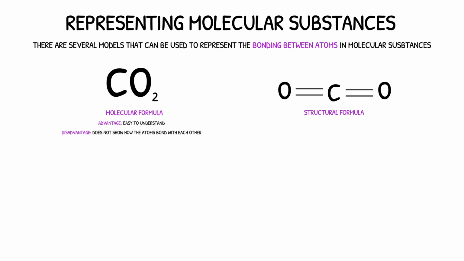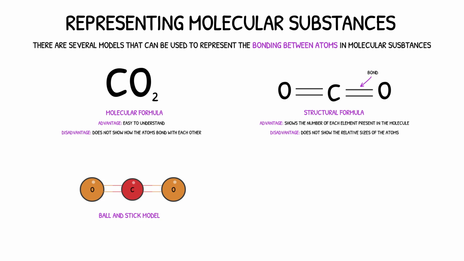Next up is the structural formula. This model consists of element symbols connected by these short lines that represent chemical bonds. An advantage of this model is that it shows the number of each element present in the molecule. A disadvantage is that it does not show the relative sizes of each atom. Next, we have the ball and stick model. This model consists of spheres and rods, where the spheres represent the atoms and the rods represent the chemical bonds between them. An advantage of this model is that it shows the relative sizes of the atoms. A disadvantage is that it does not show how the electrons have interacted to form bonds.